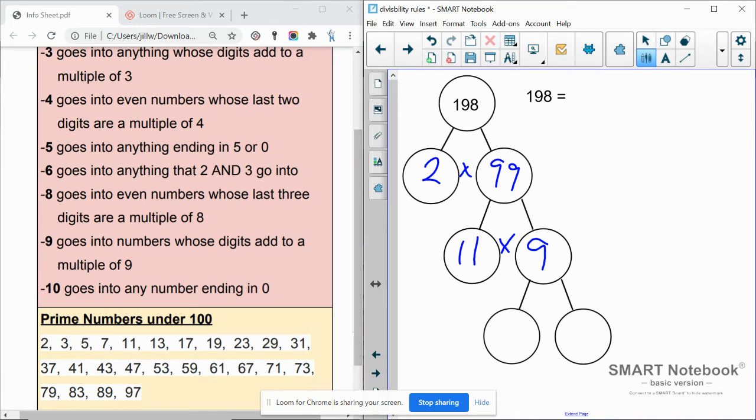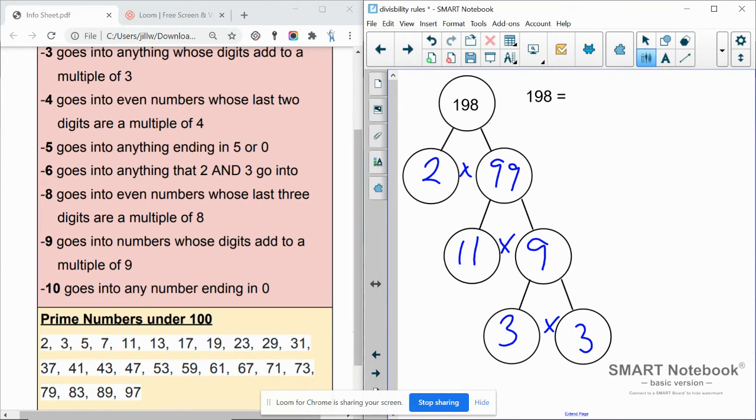Now, one of the mistakes that people were making on the book widget on Friday was they were thinking that 9 was a prime number. But look at the list of prime numbers real quick. 2, 3, 5, 7, 11. 9 is not prime. And the reason why 9 is not prime is because it can be made by doing 3 times 3.